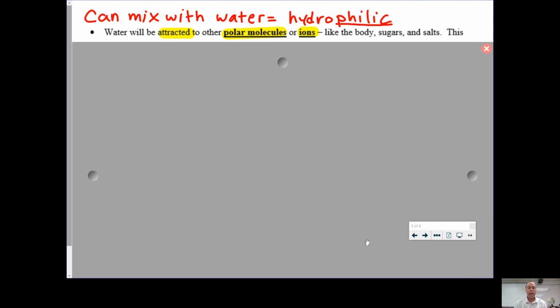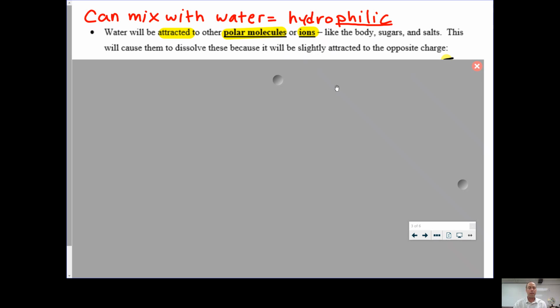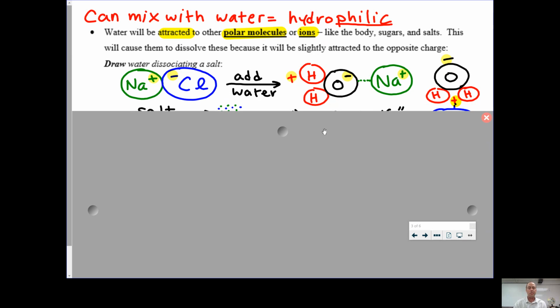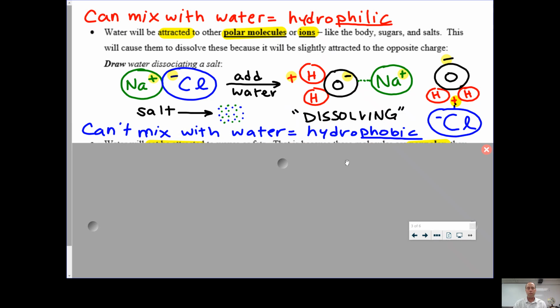Water will be attracted to, meaning it can mix with, something that is hydrophilic, and those would be things that are going to be polar or ionic, like in the body, sugars and salt. This will cause them to dissolve and be slightly attracted to the positive charge. So if we illustrate that, this is salt. Salt is NaCl. You add the water, the Na will be attracted to the negative end of the water, and the Cl will be attracted to the positive end of the water.